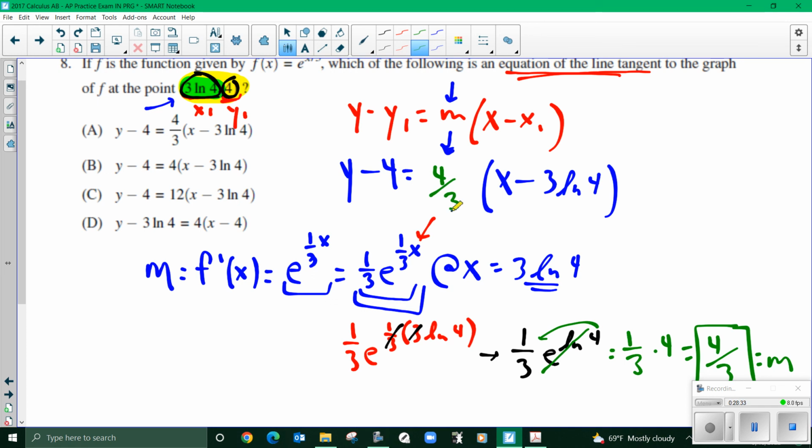The only equation that has 4/3 as an m is choice A, because you really didn't have to do anything with your y and your x. You were just plugging them in anyways. So, and there you go. Wasn't too bad. Really wasn't too bad.